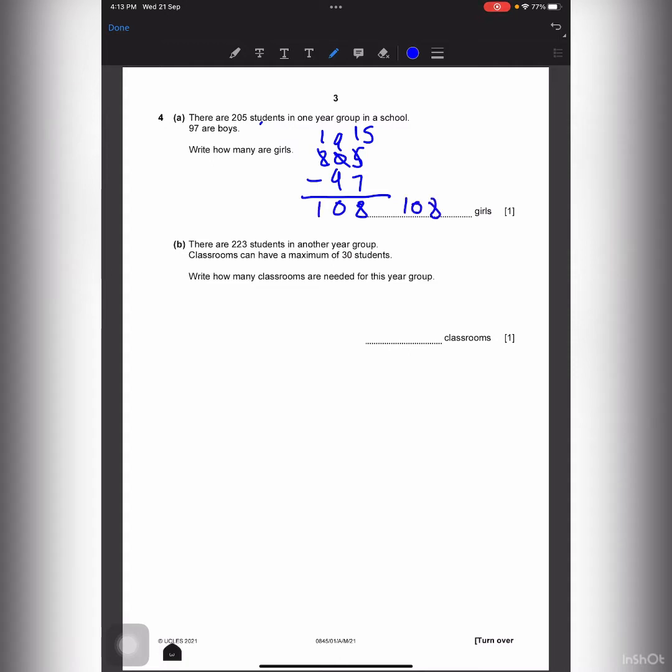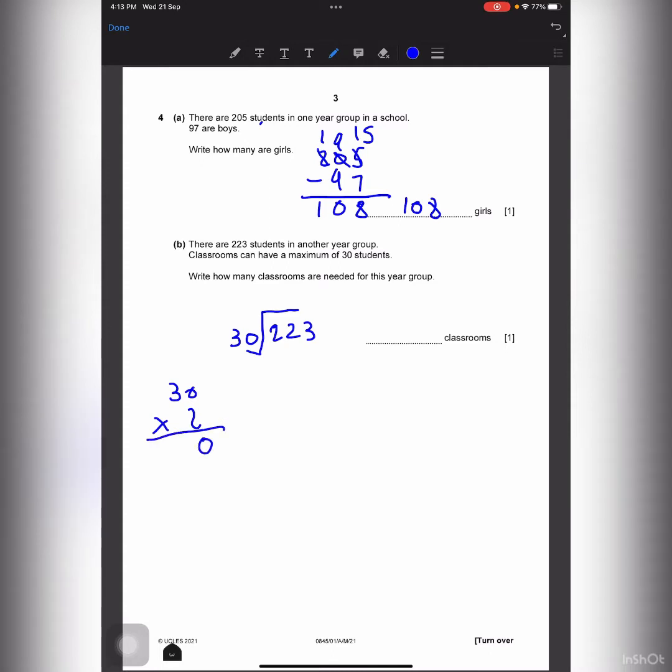Next. There are 223 students in another year group. A classroom can have a maximum of 30 students. Write how many classrooms are needed for this year group. So what we're going to do is 223 divided by 30. Now, for this we're going to have to use the whole number. So what we're going to do is write the table of 30. So 30 times 2, let's check what it is.